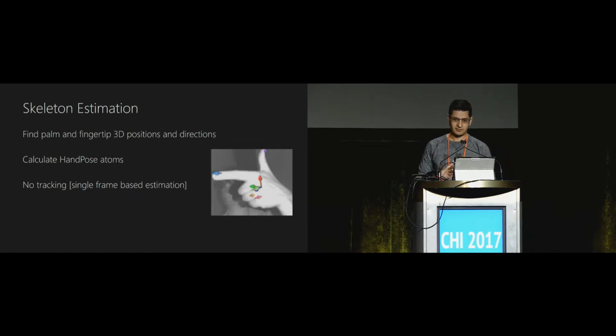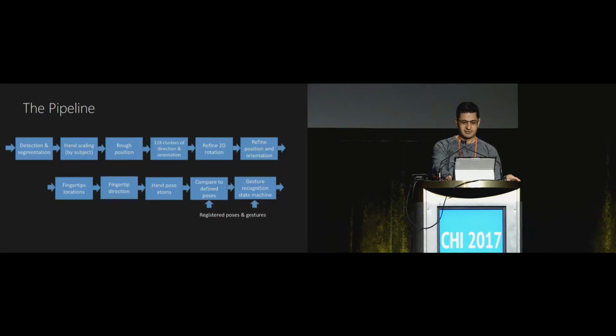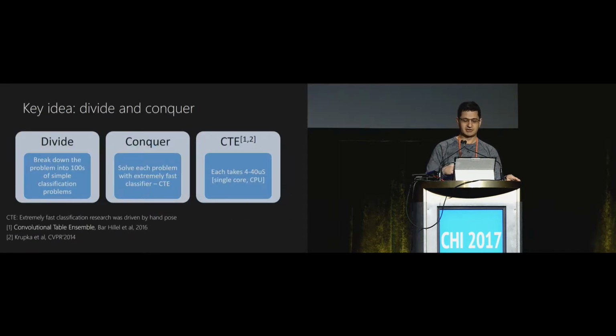And another important thing, which is that we do not use tracking. Tracking uses the previous frame and updates the hand model. The problem is that if I do a quick gesture, then I might have only a few frames for the entire gesture. So I must be able to recognize the gesture and the pose very accurately in each single frame. So I will skip the pipeline description and just mention the key element that repeats itself during the pipeline.